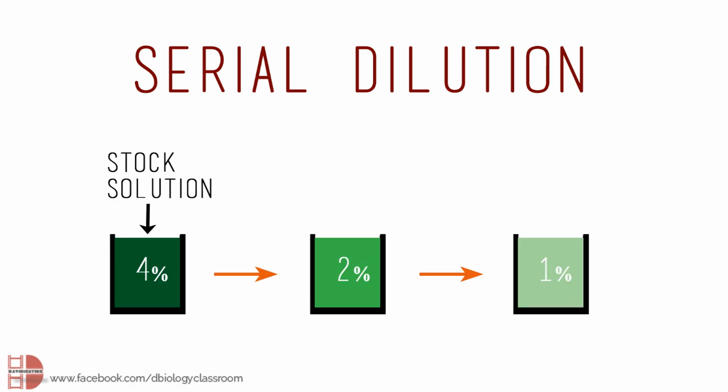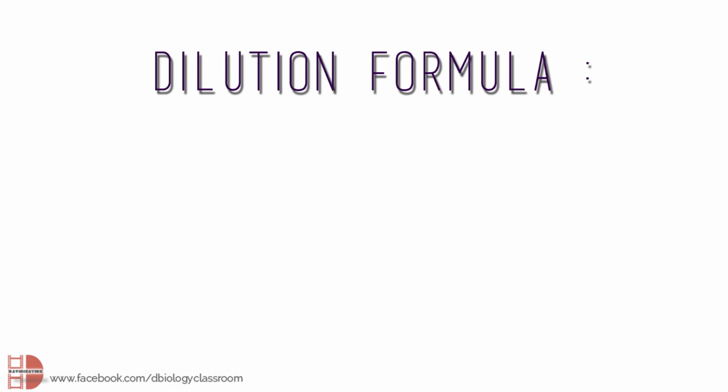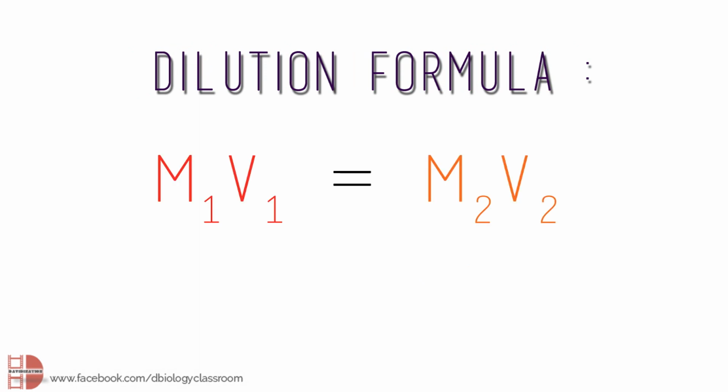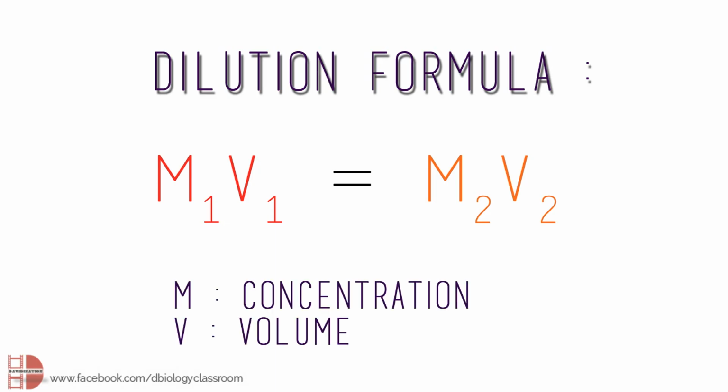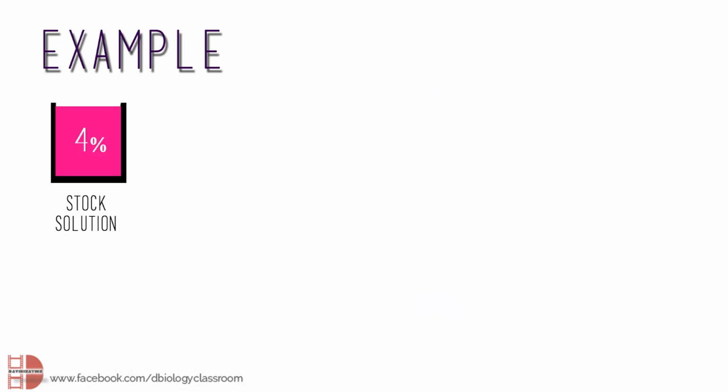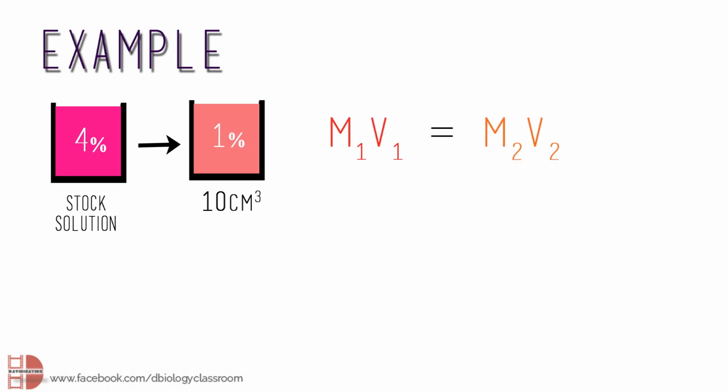and so on. When you want to use simple dilution, you have to know the formula M1V1 equals M2V2, where M is the concentration and V is the volume. So let's have an example. Let's say your stock solution is 4% sucrose and you want to use it to prepare 10 cm cubed of 1% sucrose. First of all, write down the formula M1V1 equals M2V2.